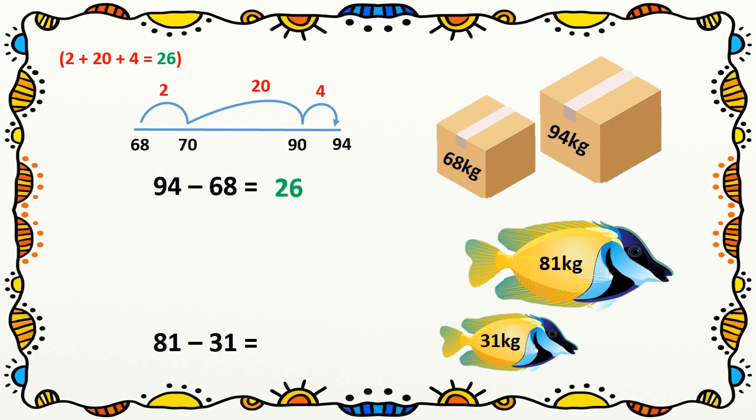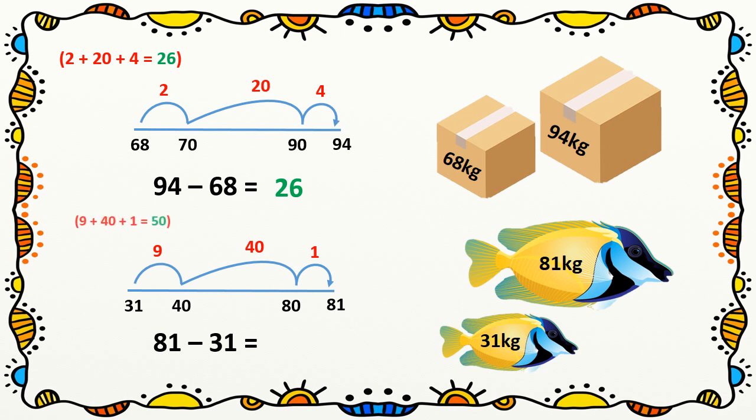81 minus 31 is equal to. 31 onto 40 is 9. 40 onto 80 is 40. 80 onto 81 is 1. 9 plus 40 plus 1 equals 50.